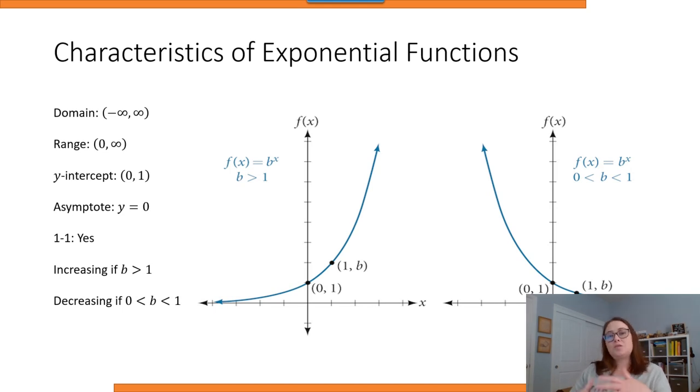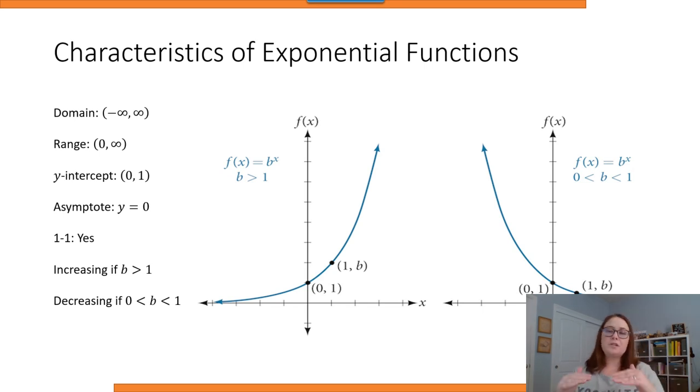If the base is greater than 1, we can see that I get an increasing function that's going up to the right. If b is between 0 and 1, so some fraction, then it's decreasing, going down to the right. Both of these functions have a domain of everything from negative infinity to infinity. There's no value that you can't plug into this.